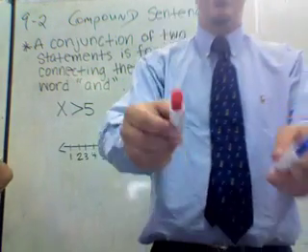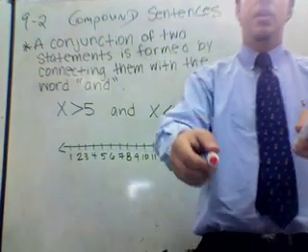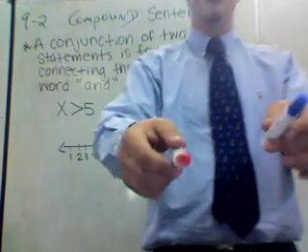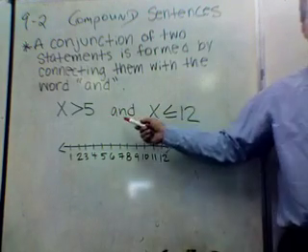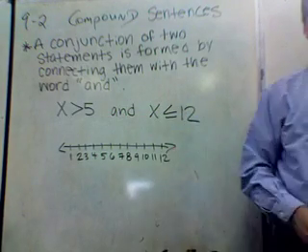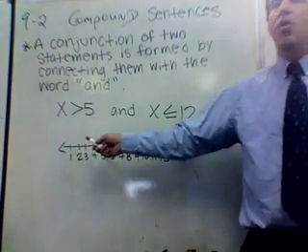Now again, I have a red pen and a blue pen. Seems simple in English, but it's not so simple in math, which is what you'll find out. So here we go. We've got x is greater than 5 and x is less than or equal to 12. So on our number line, we go up to 5.